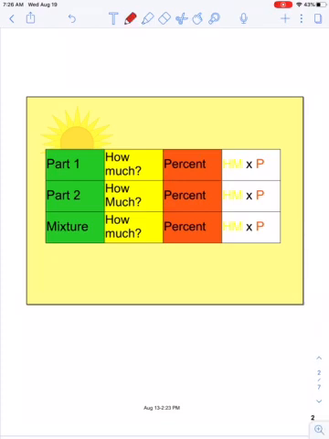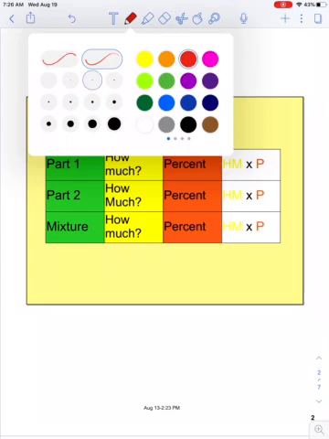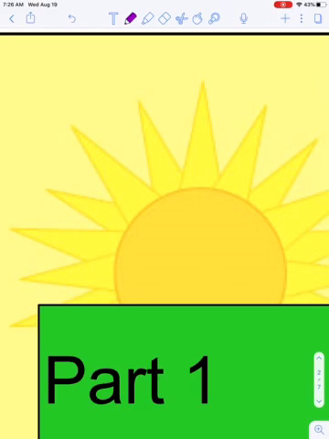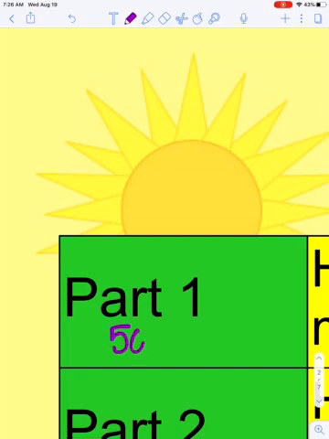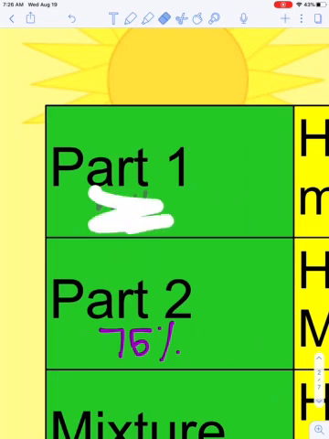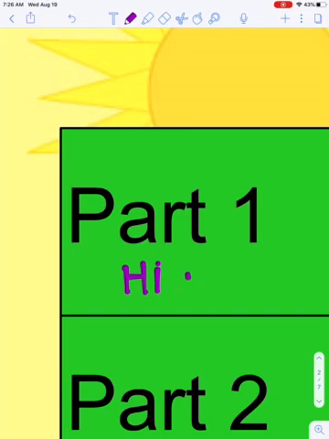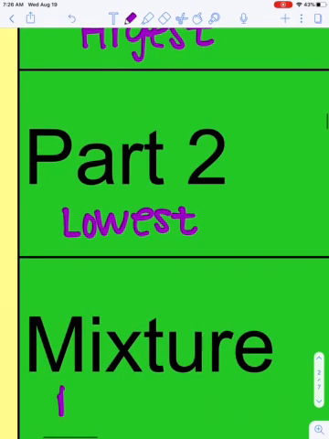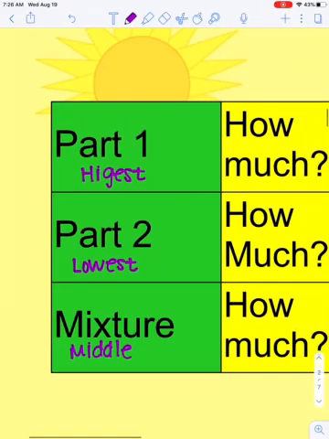So, same chart. The only difference is that this third column is percentage instead of price. There are no prices for this one. So for part 1 and part 2, it's going to be percentages. So you're going to do like 50%, 75%, whatever it is. You're going to put the percentages here. You're going to do your highest, and then it's got to be your lowest. So you have to mix the highest and then the lowest, and then you end up somewhere in the middle.